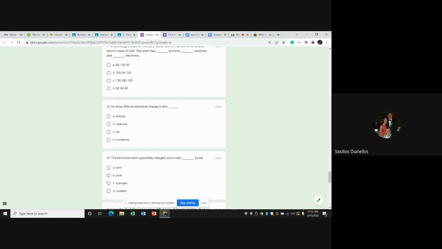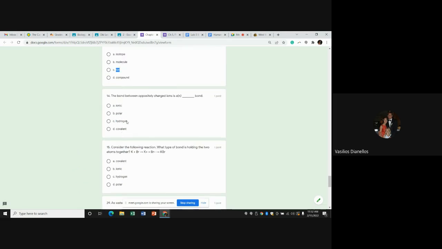All right, here's a really easy one. An atom with an electrical charge is what? It's an ion. It's just that simple. If you give up or take extra electrons, you're going to change the charge and you're going to make an ion. There's not much else to say about that.